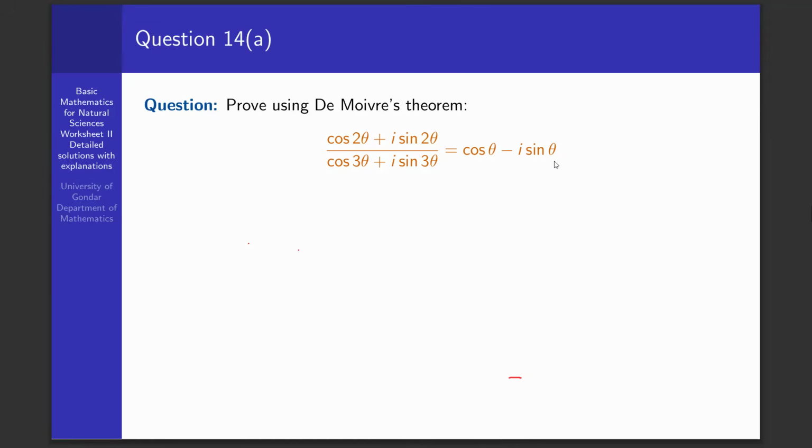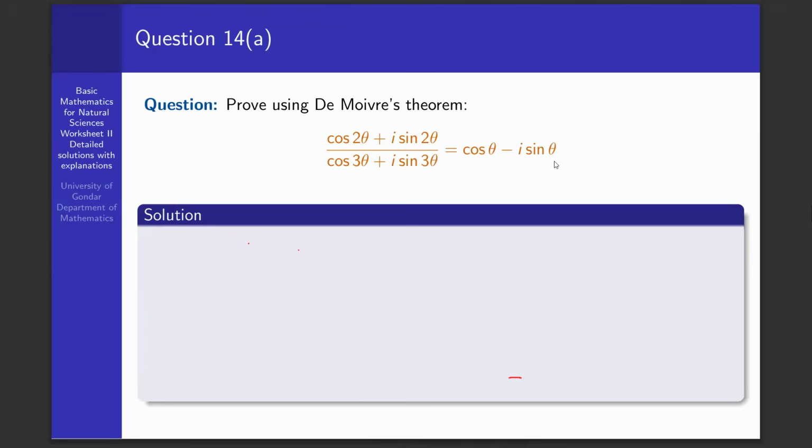So to do this, we have this one, that is the first one, or simply the denominator, cos 2 theta plus i sin 2 theta. Using de Moivre's or simply Euler's formula, we have (cos theta plus i sin theta) squared, or simply z squared. If we take z equal to cos theta plus i sin theta, the denominator could be (cos theta plus i sin theta) to the power of 3.